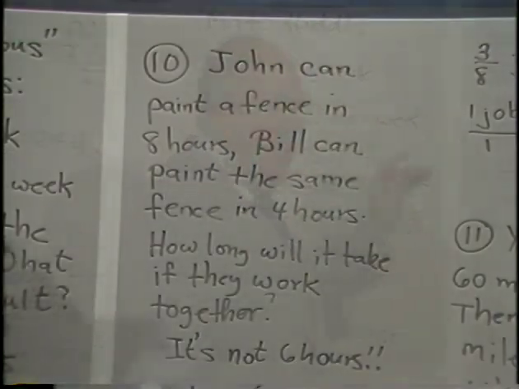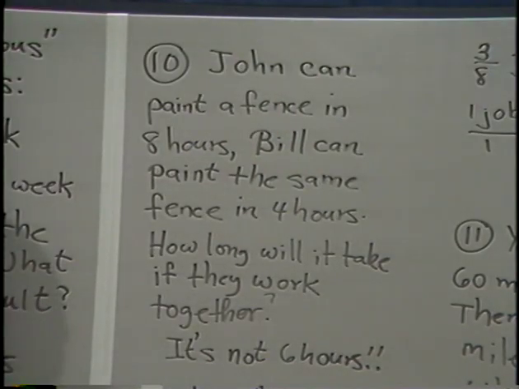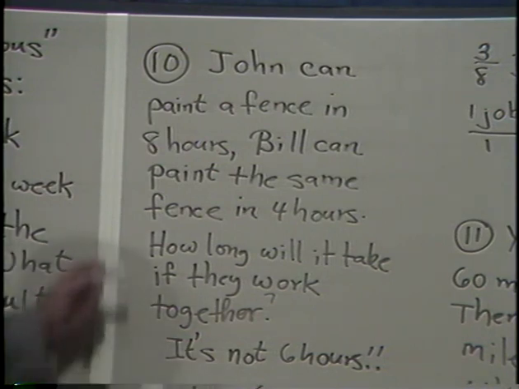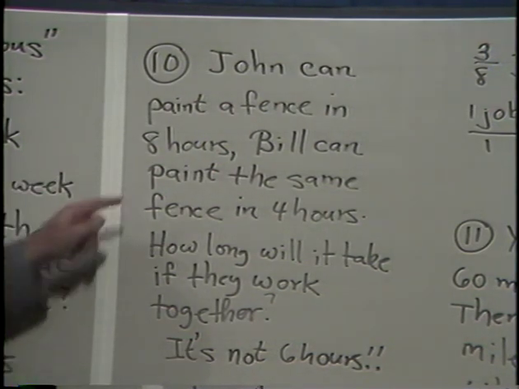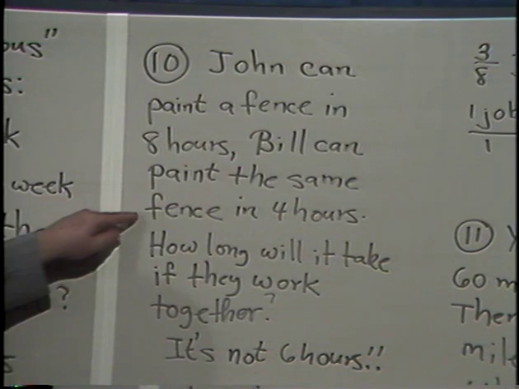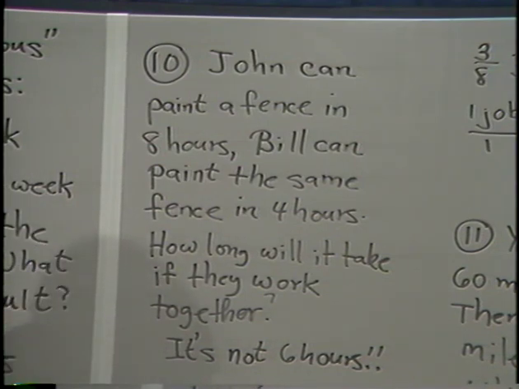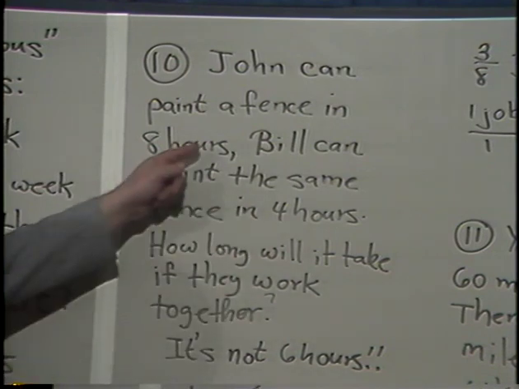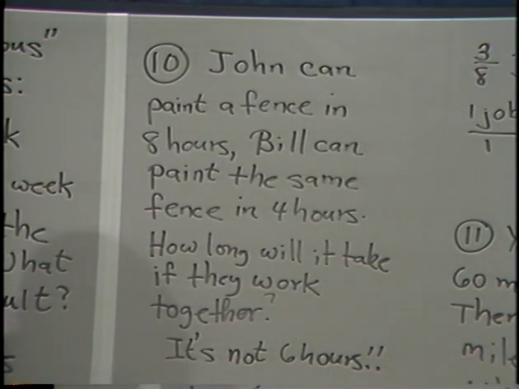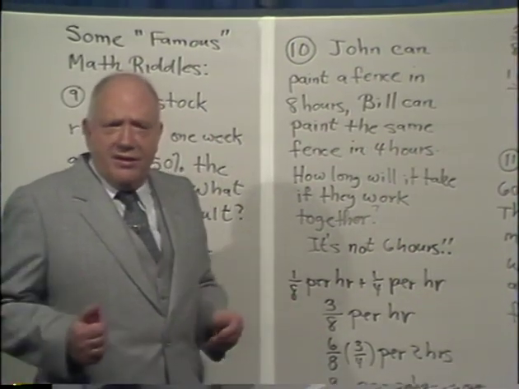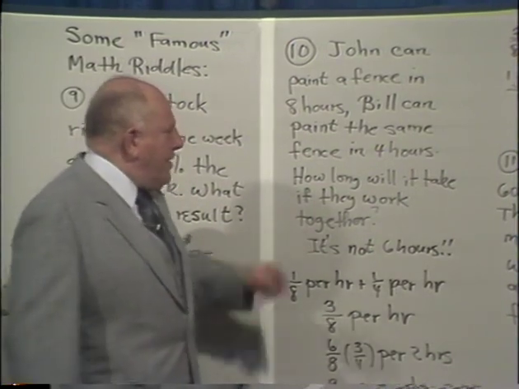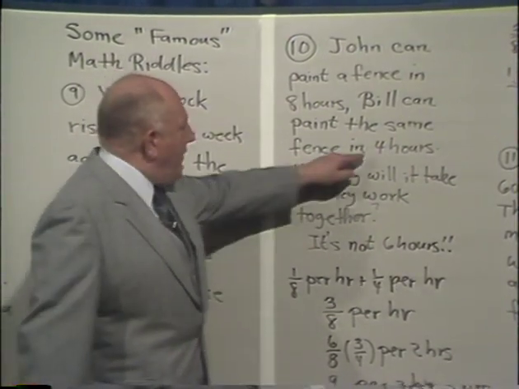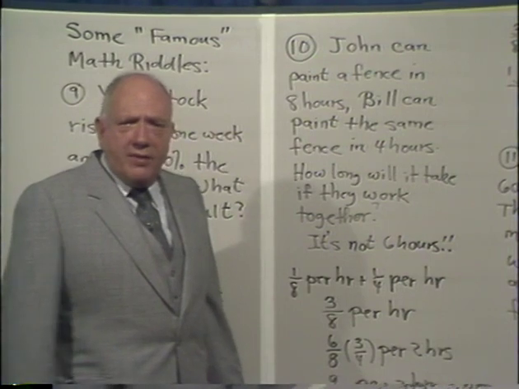Here's one where the average answer that people give is so ridiculous, but they still blurt it out anyway. John can paint a fence in 8 hours. Bill can paint the same fence in 4 hours. How long will it take if they work together? Do you know what people tend to blurt out on this? They look at the 8, they look at the 4, they say, we'll split the difference. 6. Takes 6 hours. How can it be 6 hours? The faster guy does it in 4 hours by himself.